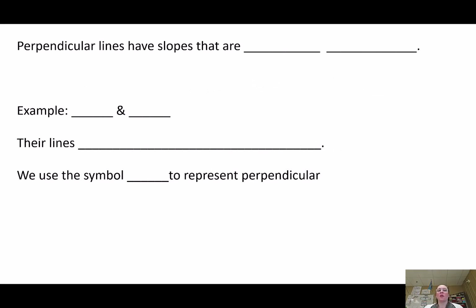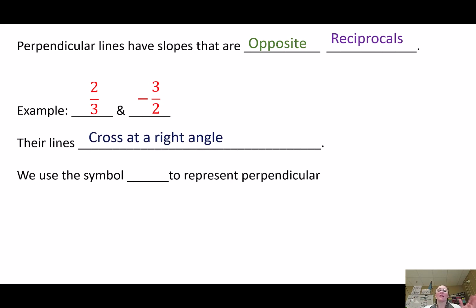Okay, perpendicular lines have opposite reciprocal slopes. All this means is if my slope is 2/3, well, its opposite reciprocal will be -3/2. So my fraction is flipped and its sign is opposite. With perpendicular, your slopes are going to be opposite signs and the fractions flipped. Their lines are going to cross at a right angle. This is a symbol used occasionally for perpendicular lines. So just be aware that we use that.